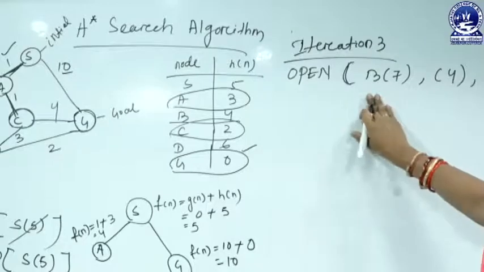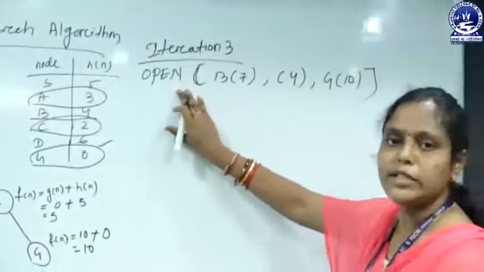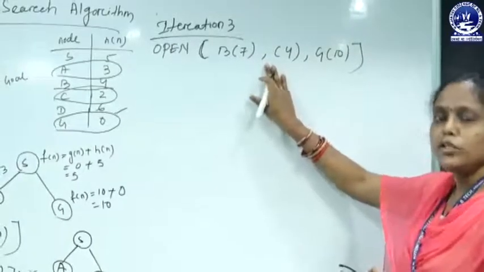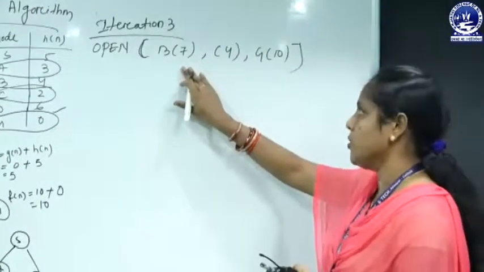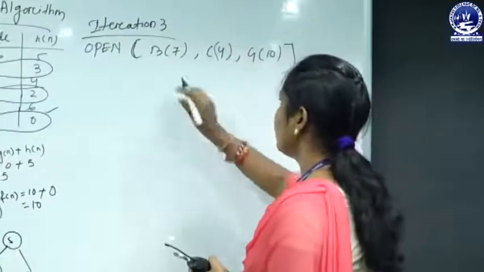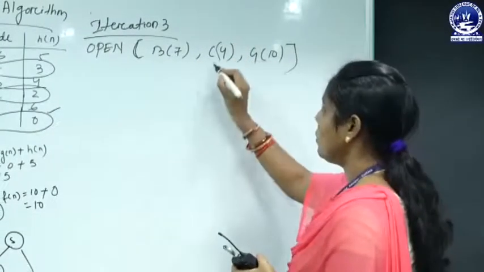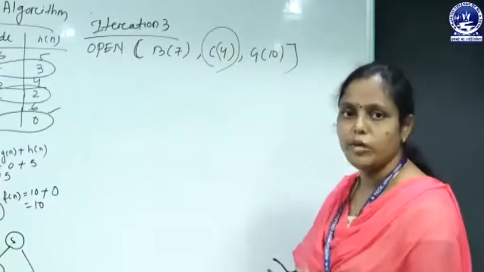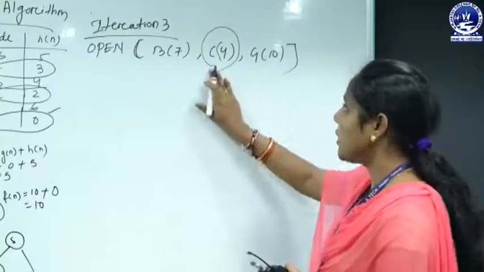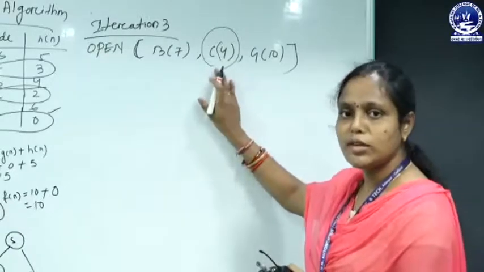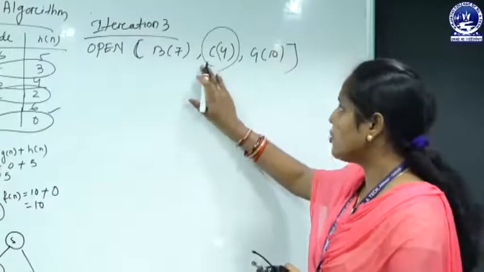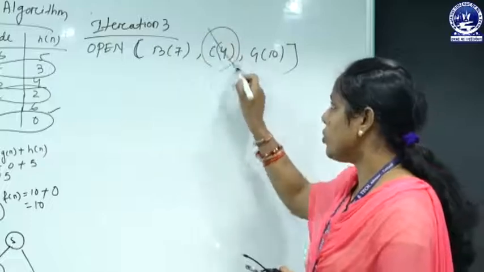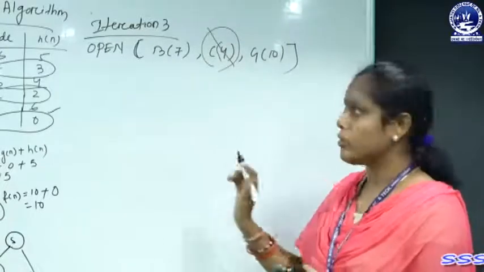Now here we again check our open list and our open list is not empty. That means from our open list we select a node which has the minimum evaluation function value. From these nodes the minimum evaluation function value node is the node C, which has the evaluation function value 4. That means here we select this node and check whether this node is a goal node or not, but here this node C is not our goal node. That means again we remove this node from our open list and place it in our closed list.